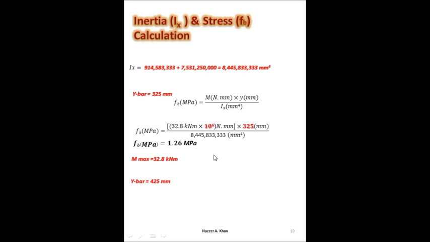When I crunch the numbers on this, I have 1.26 MPa for the upper part above my neutral axis as my stress. The outer edge will have 1.26 MPa stress. For the lower half, I have to run the formula again. The only thing that changes from this formula to this one is that my y bar has changed. When I crunch the numbers again, not a significant increase, but it is an increase and it has to be calculated. We have 1.65 MPa.